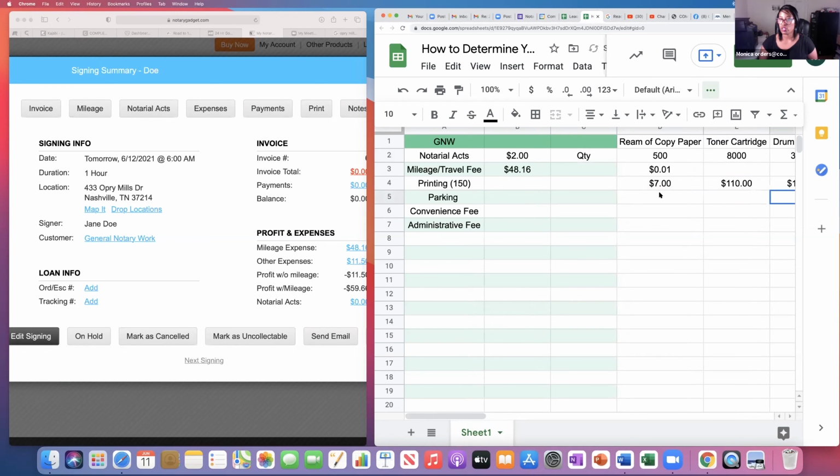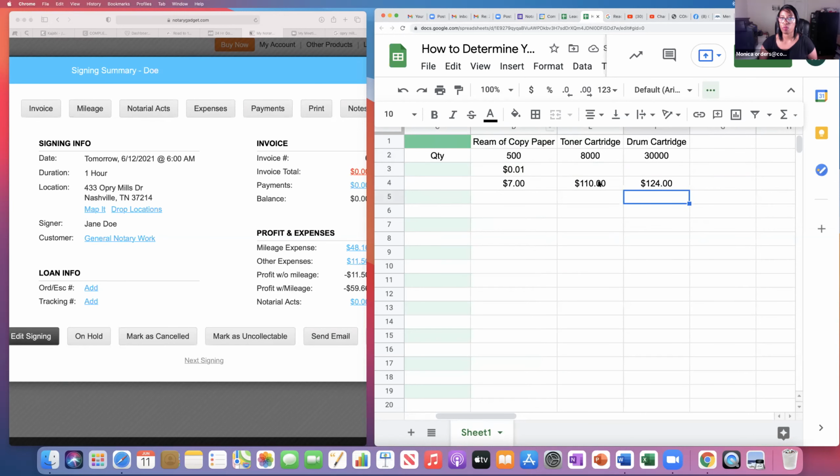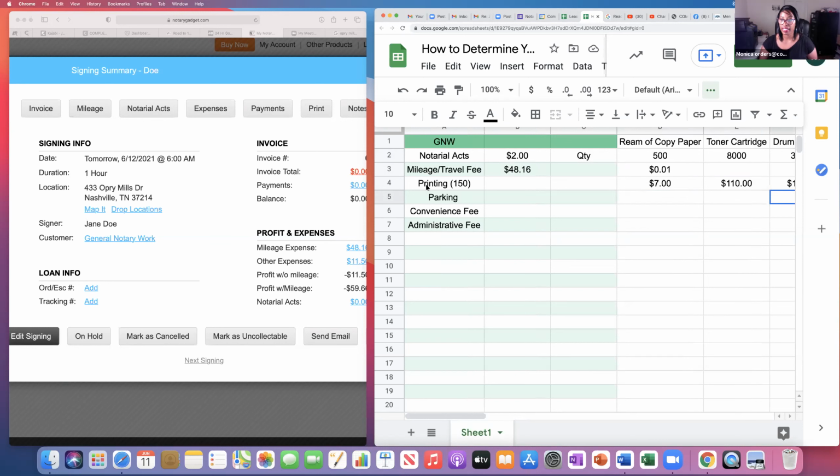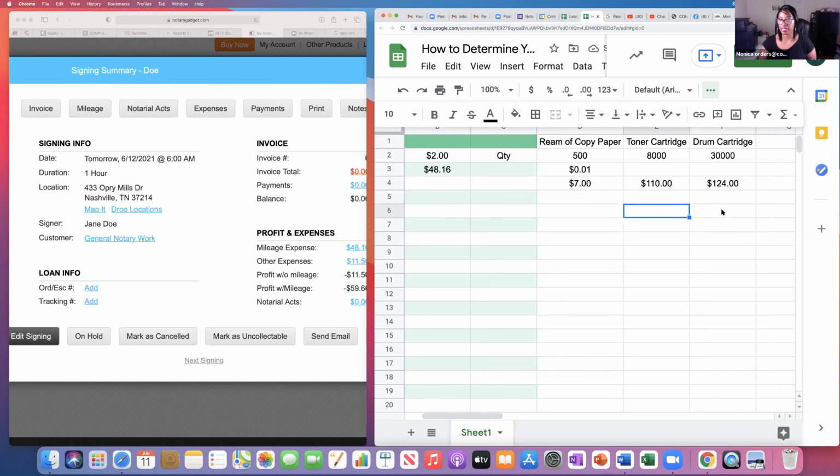Awesome. So these are the main expenses for most signing agents, be it general notary work or loan signings. Your copy paper, your toner cartridge, your drum cartridge, your travel fee, the physical printing of those components, parking, and these other fees. And of course, we'll get to this one here in just a second. We always like to leave that one off, but we're just going to be basic here today. So for the toner cartridge, it says here 8,000 sheets. So we're going to come up with a price.